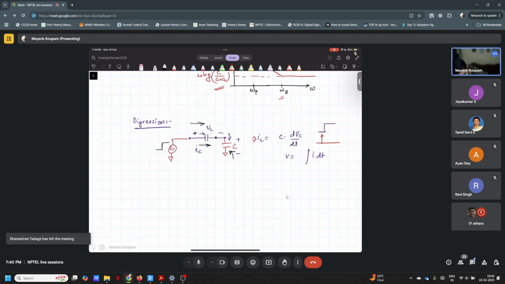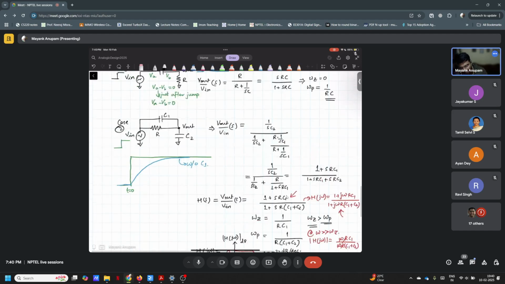So if that is the case, now let's analyze the circuit. I'll tell you how. So come to this point here. Now tell me, if this suddenly goes from 0 to 1 volt, and let's say C1 is equal to C2, okay, C1 is equal to C2, what should happen to the V out? I mean, how will the profile of this look like?